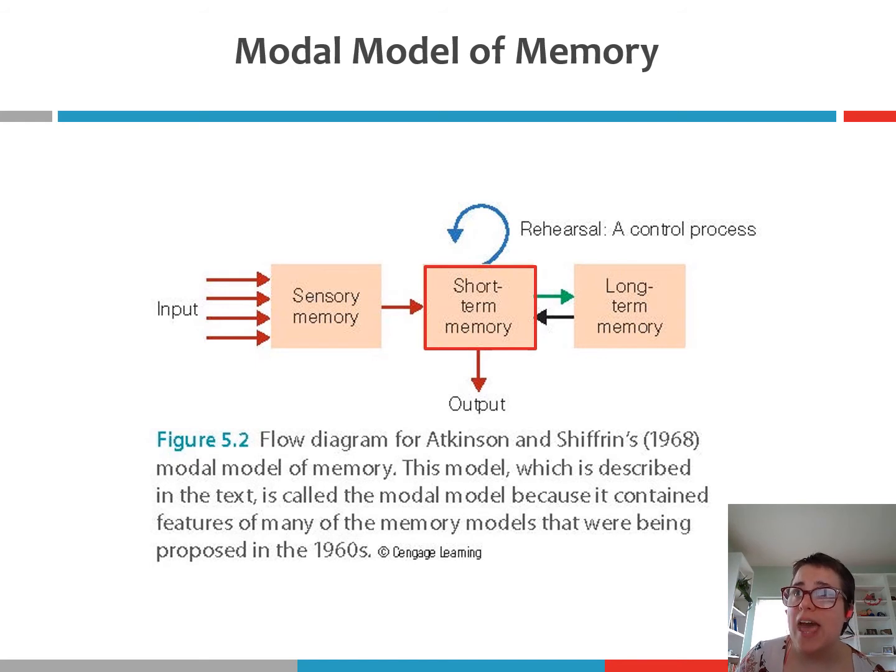And then whatever information you deem to be important, or whatever information you decide to pay attention to, is going to be transferred from sensory memory to short-term memory. So short-term memory is, again, sensations that you pay attention to, okay, transferred from sensory memory. And unlike sensory memory, short-term memory has a very limited capacity.